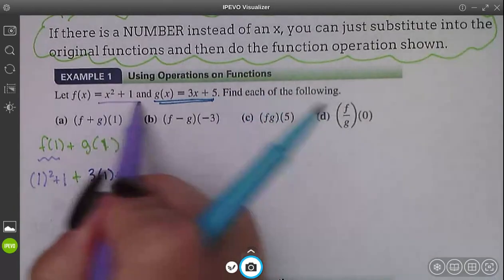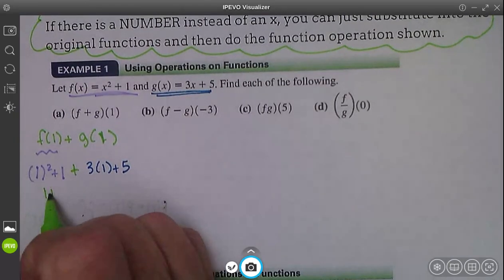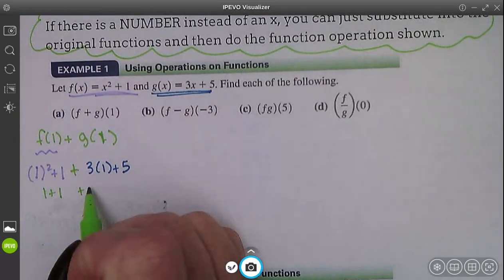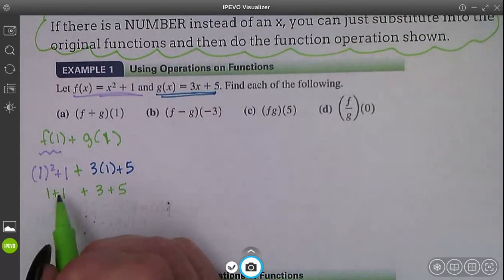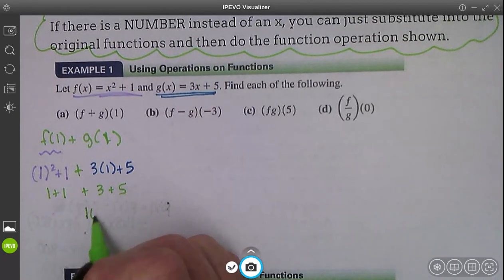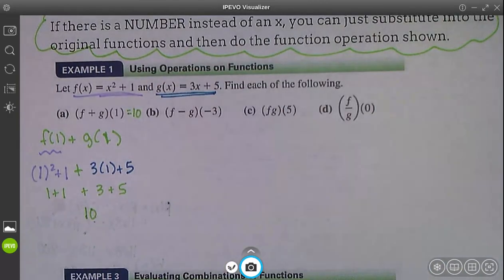So on f of 1, we've got 1 squared plus 1, which makes 1 plus 1. And then 3 times 1, 3 plus 5. Add those all together, we get 1, 2, 5, 10. So f plus g of 1 is 10. Okay, we're just going to do some more that are like that.